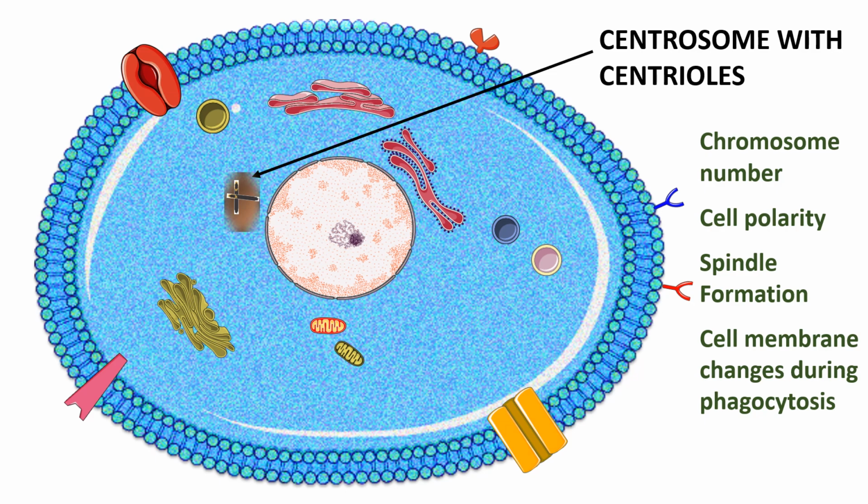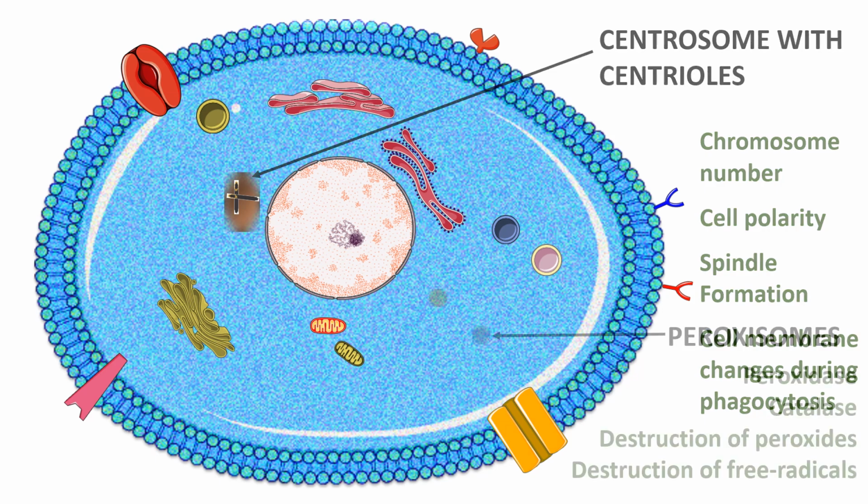It controls cell polarity. It also stimulates cell membrane shape changes during phagocytosis. Dysfunctions in centrosome can cause cancer of liver, colon, and breast.